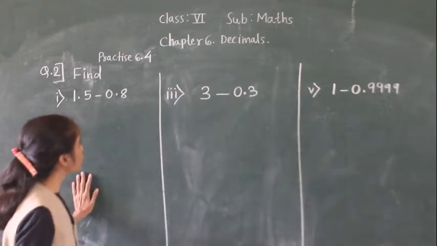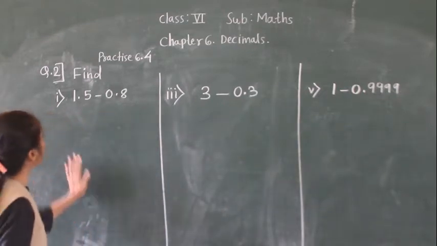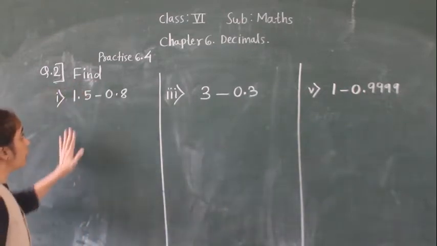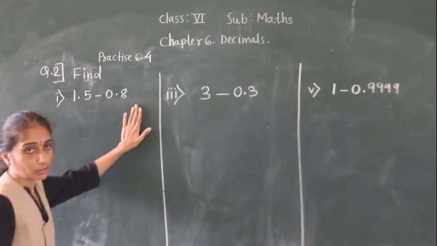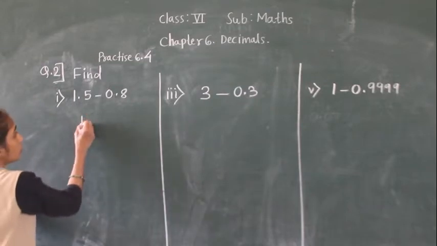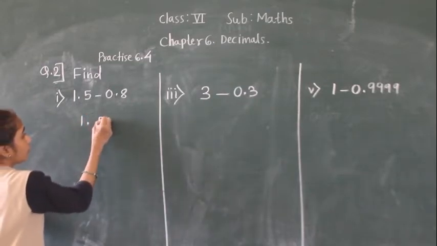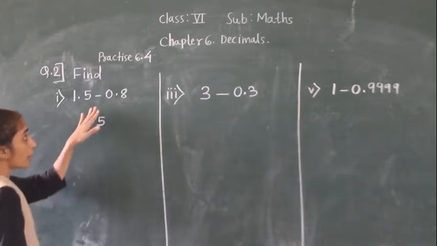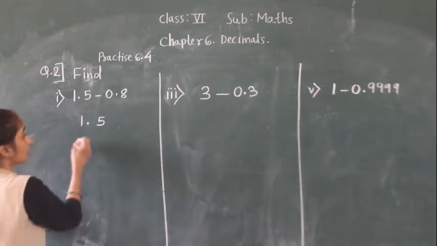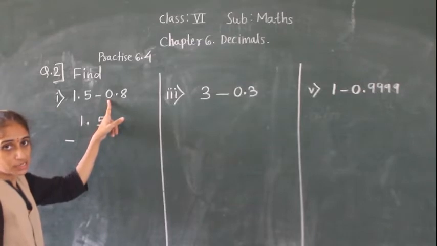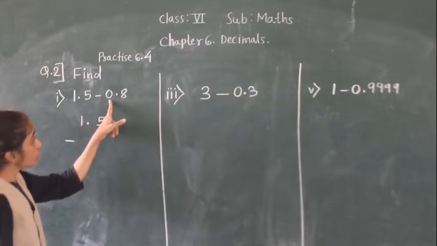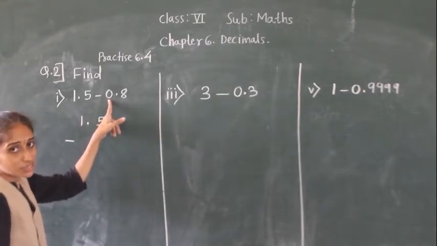Let's learn now subtraction of decimals. Subtraction of decimal numbers. Now question number 2: find 1.5 minus 0.8. Now arrange these numbers in a column. Okay, so minus. Now 0 is at which place? 0 is at the first place. This is the whole number.